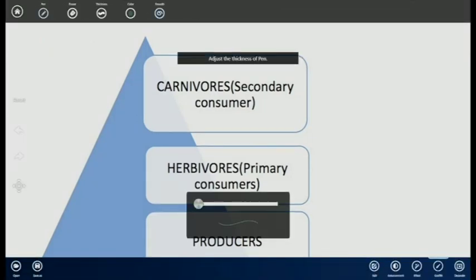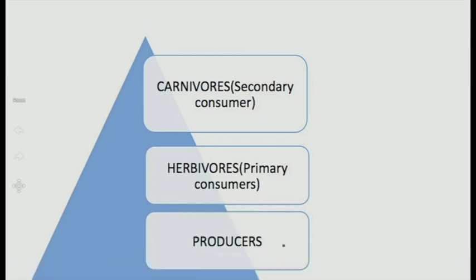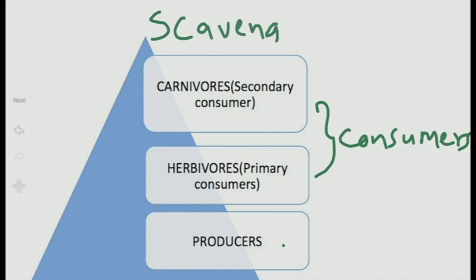Here we have the producer, then we have consumers. And from these consumers, we have a group of consumers which we have not talked about, and that is the scavengers. Scavengers normally feed on dead.